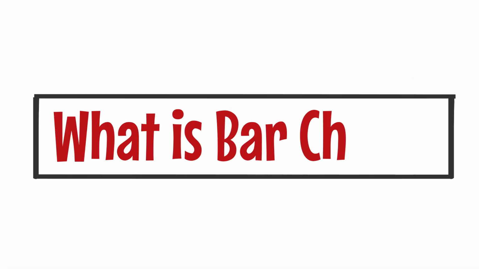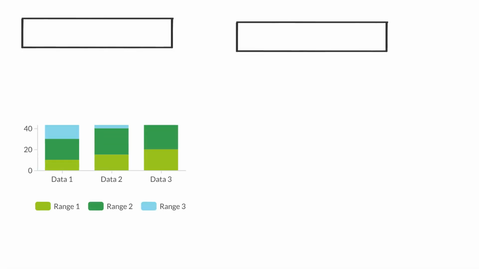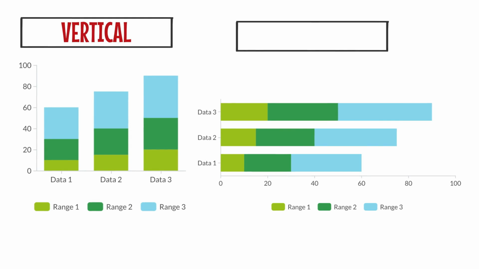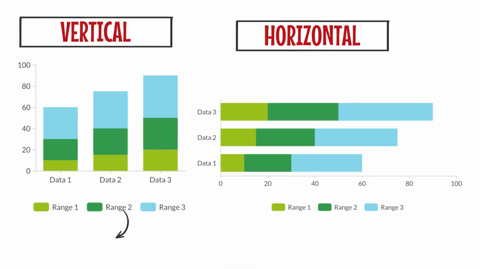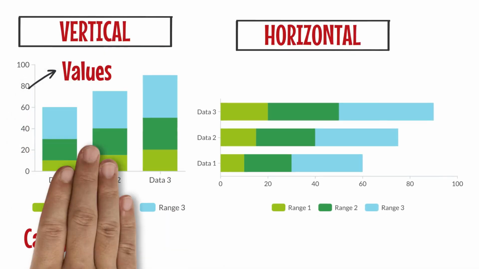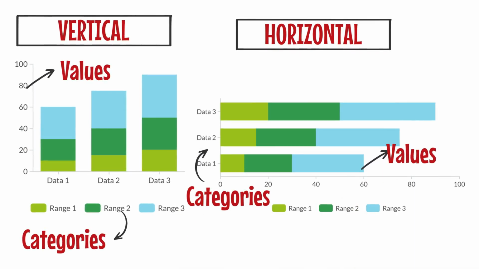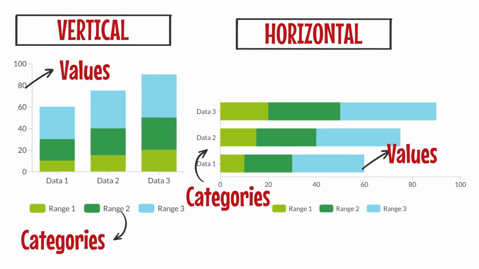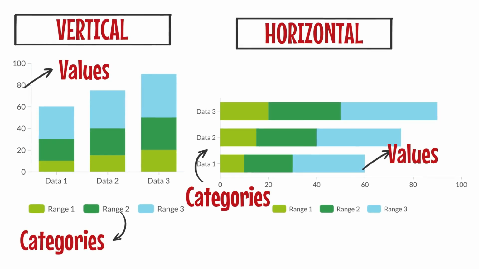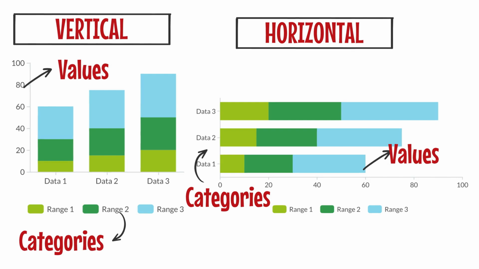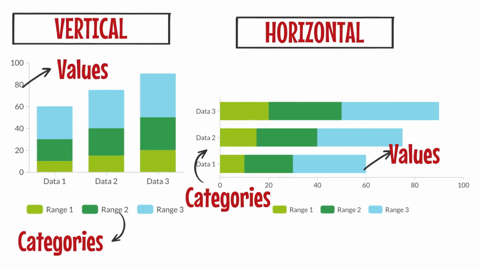So, what is a bar chart? Well, a bar chart is a graph that displays categorical data using rectangular bars with height or length proportional to their value. It shows the data relationship with the help of two axes. One axis represents the category, and the other axis represents the discrete values. Furthermore, the length of each bar is proportional to the value it represents.